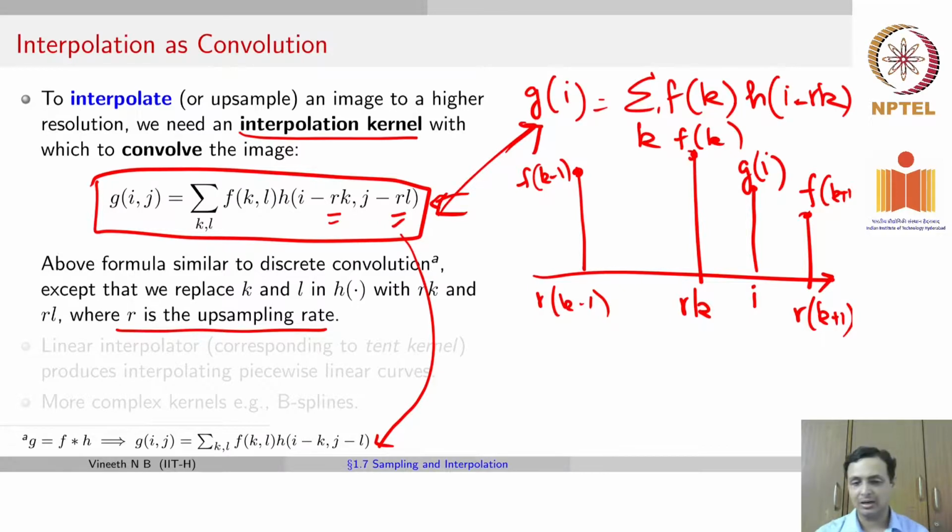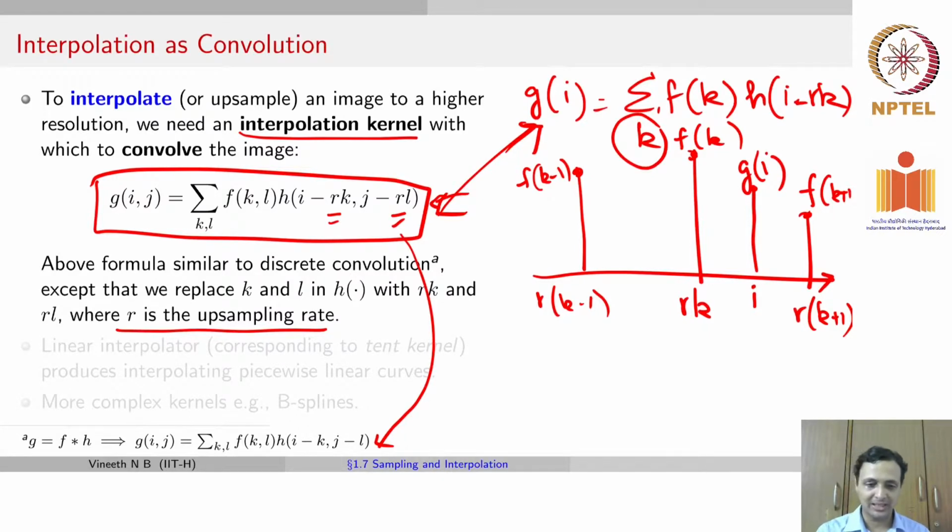Now if we try to understand what g of I is trying to do here, it's the summation of fk into h of I minus rk as you take many k values, right? Of course k can range from k minus 1 to k plus 1 if you take a 3x3 window, or higher, depending on the length of the window that you have. So what we mean now is h of I minus rk.